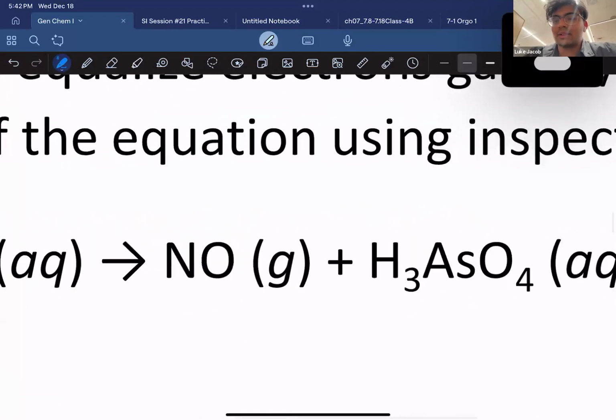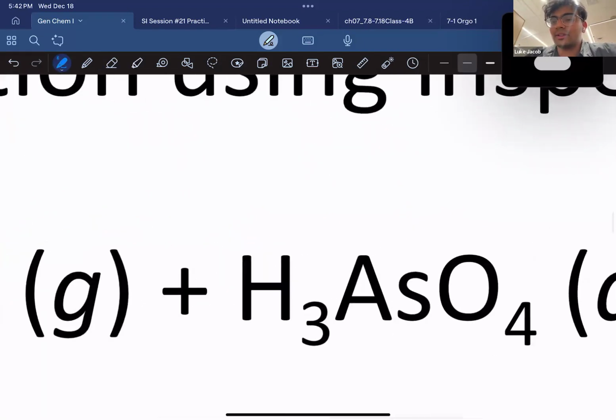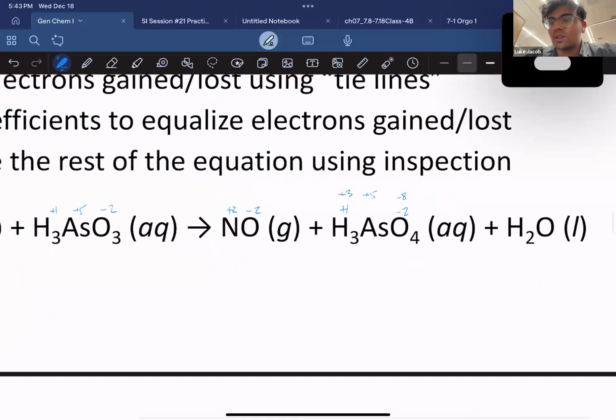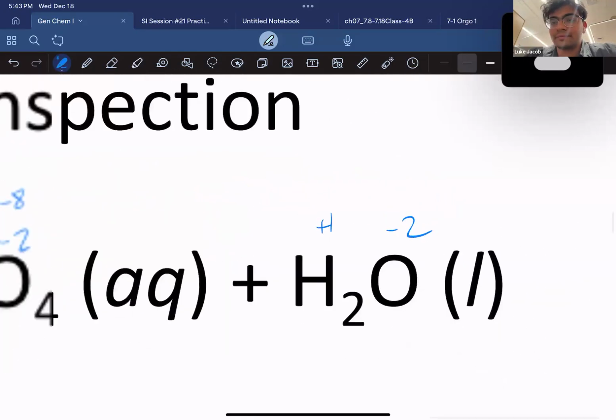Yep. Okay. And then right here, this would be -2. So this would have to be +2. And then over here, this would be -2. This would be +1. And what's it called? Maybe 3 +1. So you can just do math if you're confused, right? So this would be -8, so you'd need a +5 to make this 0. So this would be +5, right? And here would be +1 and -2.